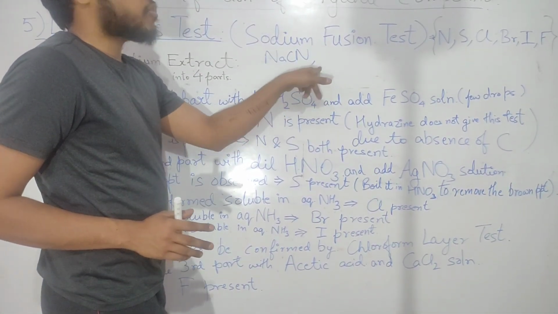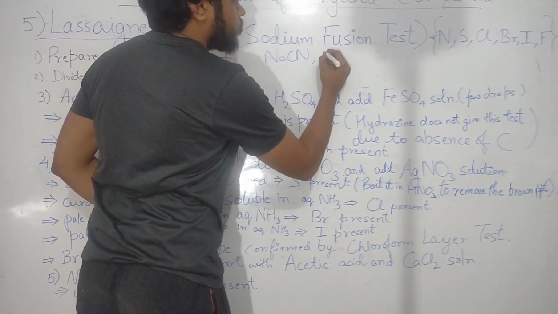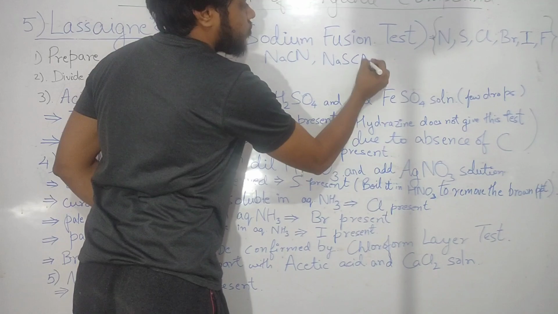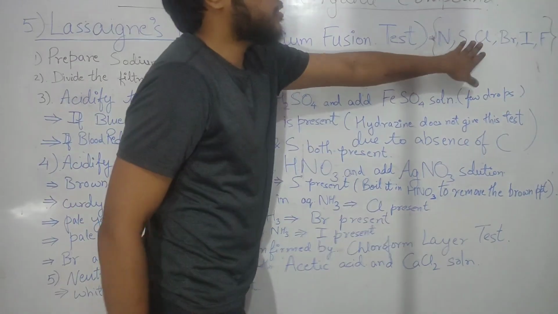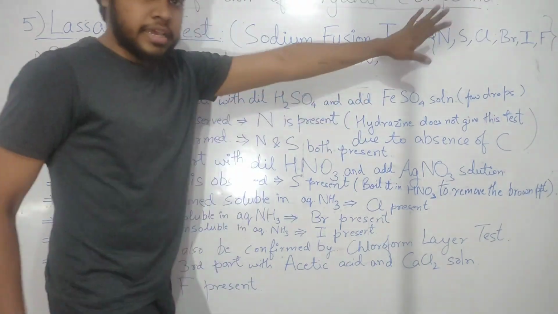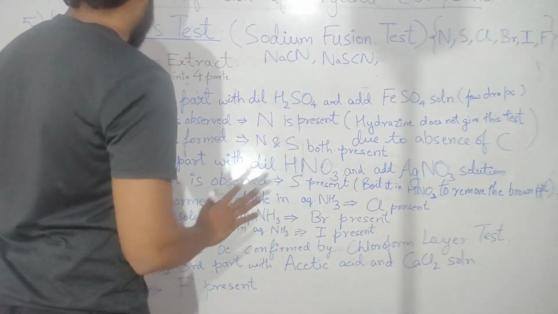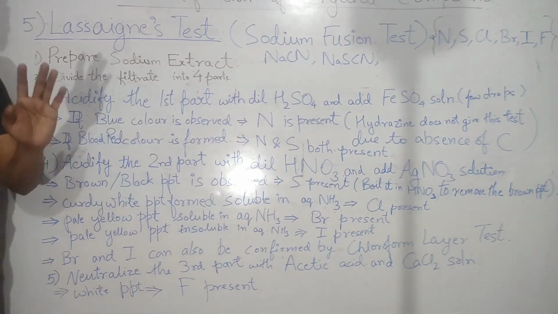So sodium cyanide is formed in the presence of nitrogen. If nitrogen and sulfur both are present, then sodium thiocyanate is formed. If chlorine is present, then sodium chloride; if bromine is present, then sodium bromide; and similarly iodide and fluoride. In this way, salts of sodium metal are formed. Okay. Now, how do we do this test?